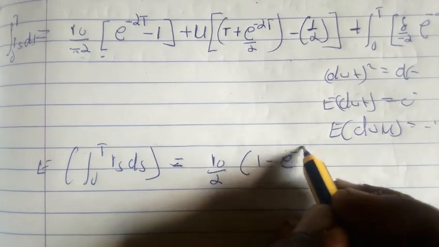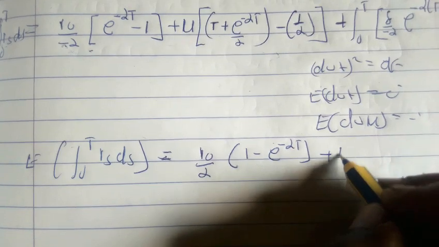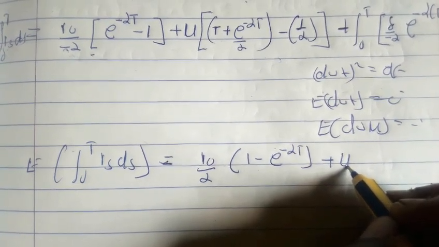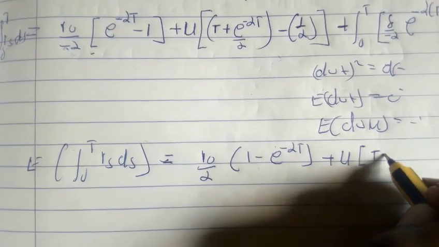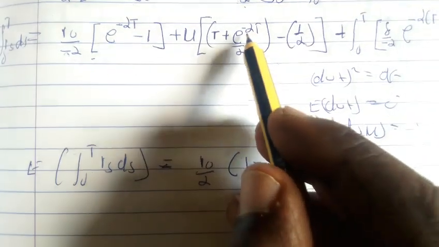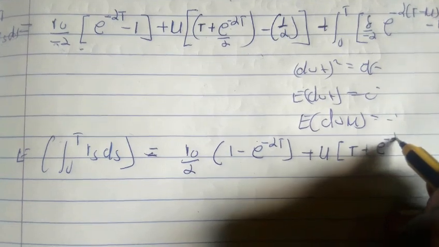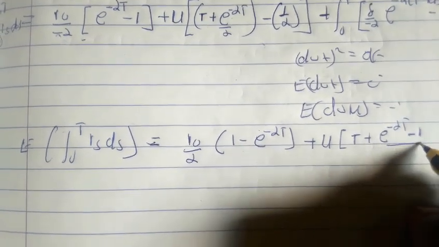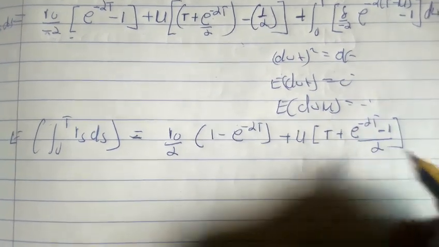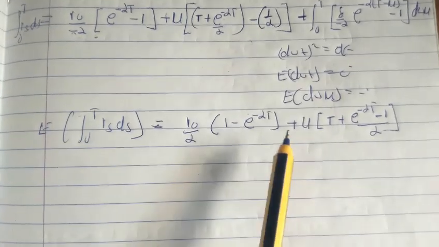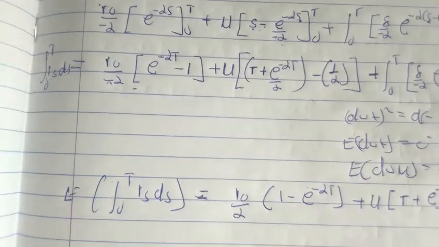plus mu, then bracket t plus, we can combine these two, we get exponential raised to negative alpha t minus 1 over alpha. That is the expectation of r_s of the Vasicek model.